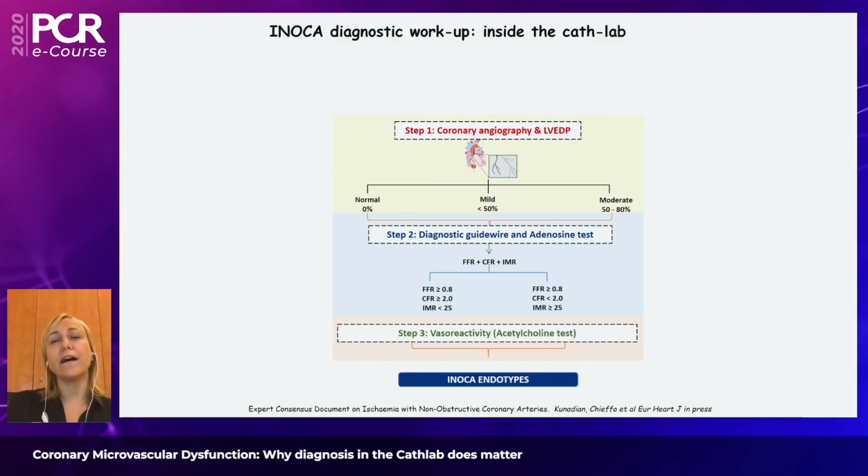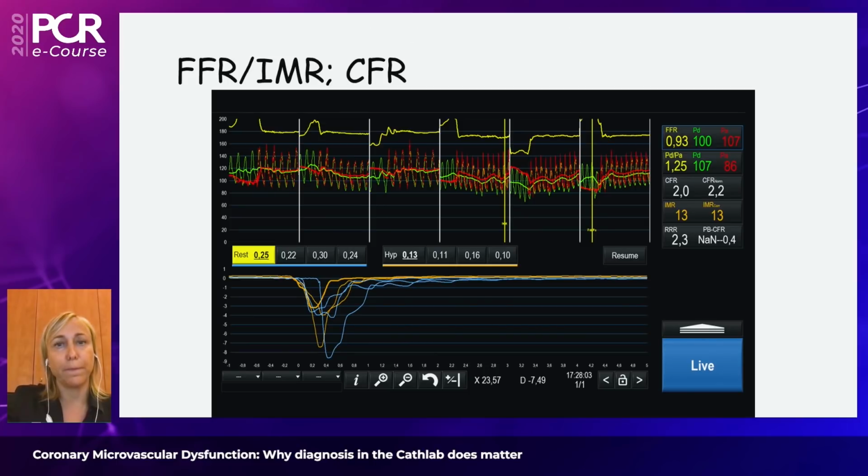We have to say that the acetylcholine test is not so widely available in all countries. So in most cases, you can just rely on the other kind of testing with adenosine. You don't have to go to that, or in the countries where it is available, you can finish your diagnostic workup also with the acetylcholine test. And again, the bottom line is to try to identify the INOCA endotype, because according to the endotype, there is a different therapy that you can give to this patient.